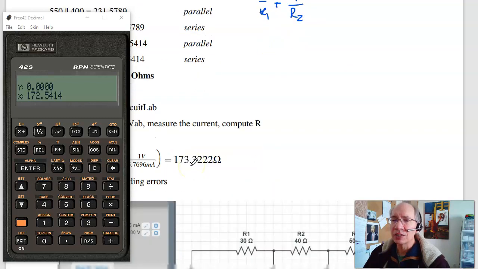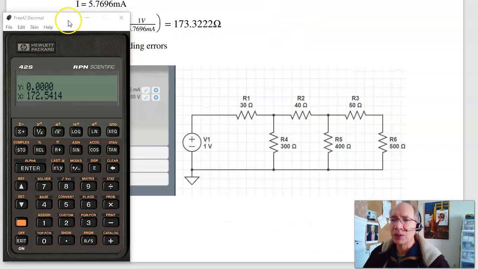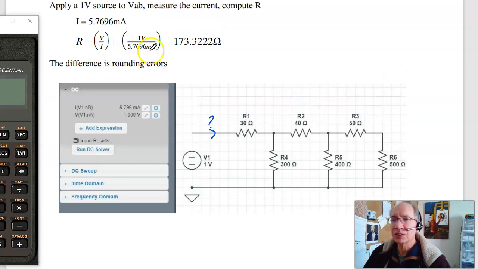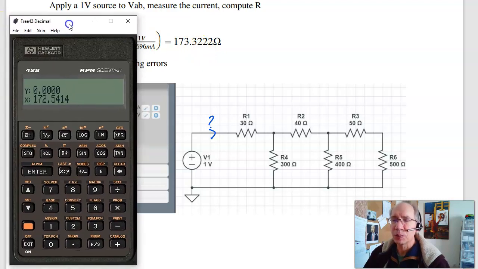I can check that in Circuit Lab. Build the circuit, apply test voltage, find the current, and it says the current is 5.78 milliamps. From V equals IR, voltage over resistance, voltage over current is resistance. It's 170. Well, it's supposed to be 172.5 ohms. There's a little bit of rounding going on. Same answer.